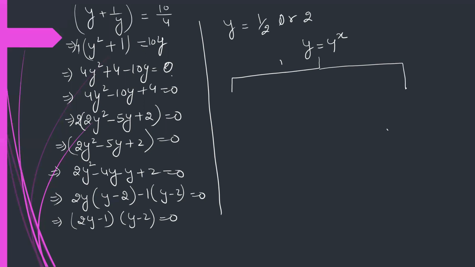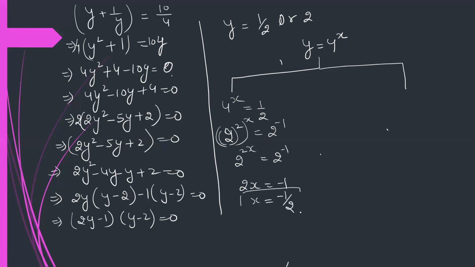When y equals 1 by 2, we have 4 to the power x equals 1 by 2. That means 4 to the power x can be written as 2 to the power 2 whole to the power x equals 2 to the power minus 1. This is basically 2 to the power 2x equals 2 to the power minus 1. When the bases are the same, we equate the powers. I'm just equating the powers. I'll get x equals minus 1 by 2.